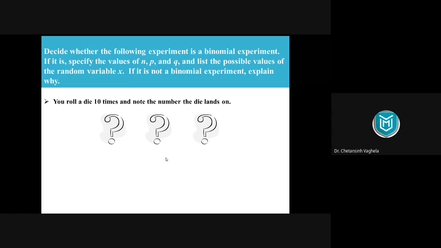Yes, Nishtha. Can you decide whether this particular experiment is binomial experiment or not? No, it's not. Why? Because in the previous example, getting a king was considered a success. But in this, I had not said which is your success. If you're just supposed to note down the number the die lands on, then you will have 6 different options. Your die can land on 1, 2, 3, 4, 5, or 6. I had not provided which of them is a success.